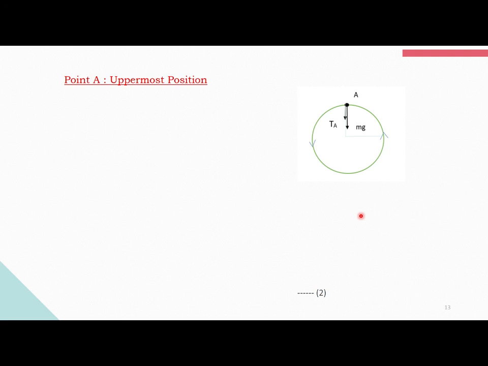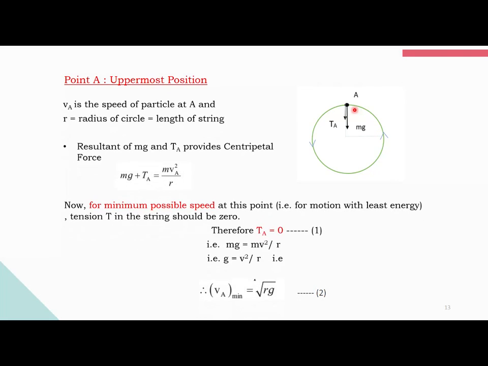At the uppermost position, Va is the speed of the particle at A. Here, look at this. R is equal to the radius of the circle, which is equal to the length of the string. The resultant of mg and Ta provides the centripetal force. Therefore, mg plus Ta is equal to mVa square upon r.